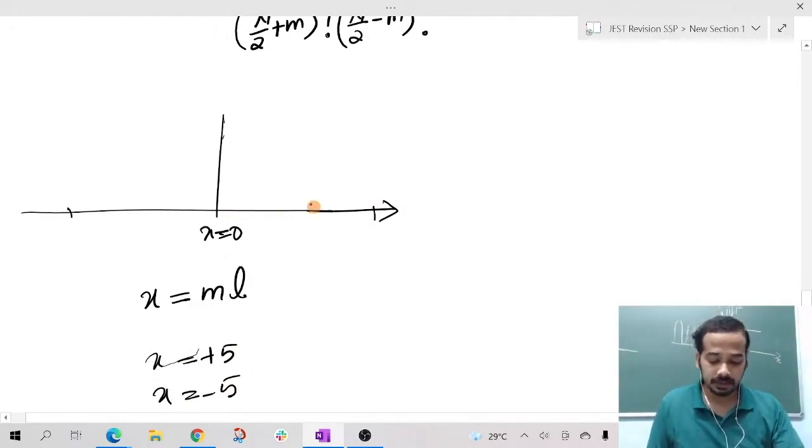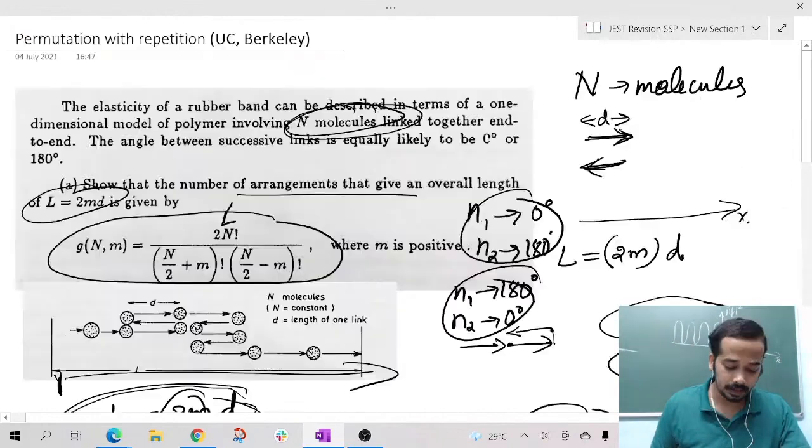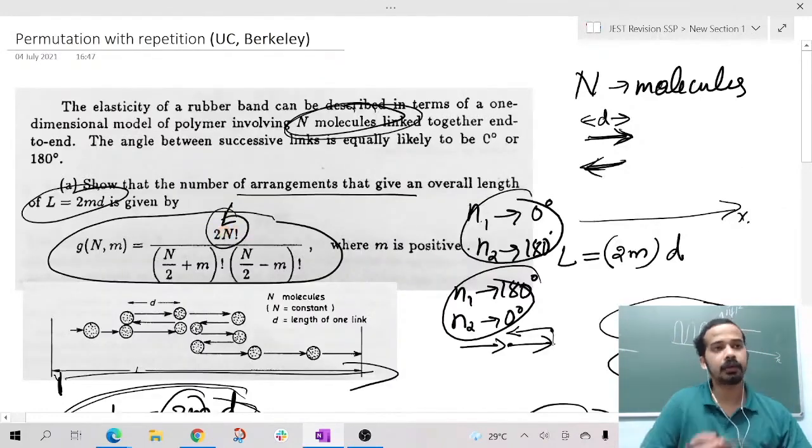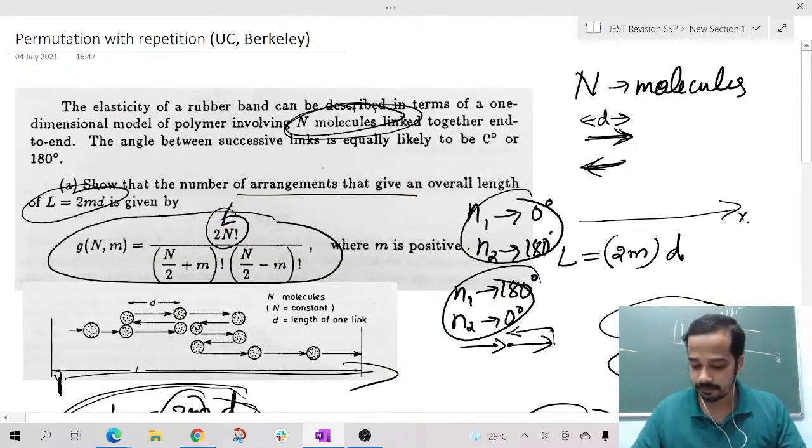But in this case, whether positive net displacement or negative net displacement, you said the length of the link is the same, isn't it? Yes, sir. That's why the factor 2 should come. Be careful about that factor, because if they give the options, they may manipulate the options, isn't it? Be careful regarding that.